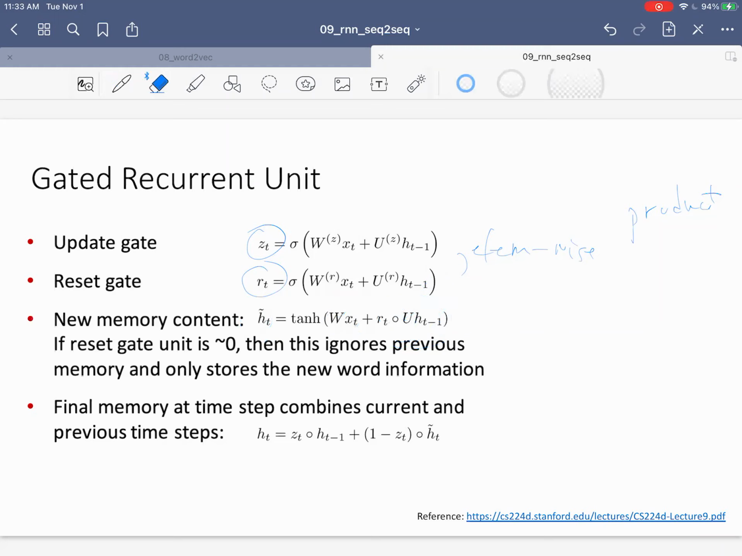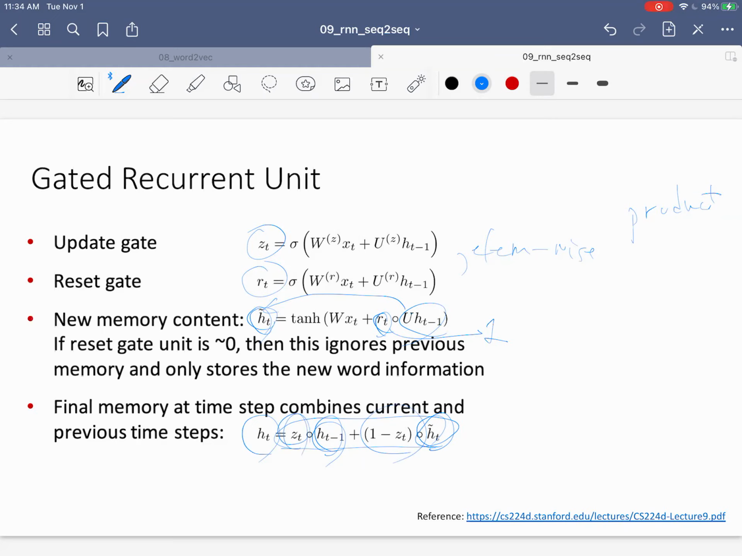But if your reset gate is 1, then your previous memory or hidden layer is fully reflected in your H tilde. So that's what RT does here. And once you have your H tilde, you get your final HT, which is like this. It's a convex combination of your H tilde and your HT-1, which is your previous hidden layer or previous memory, with your new memory, H tilde. It's a convex combination because it's ZT and 1 minus ZT. So that's where your update gate comes in.